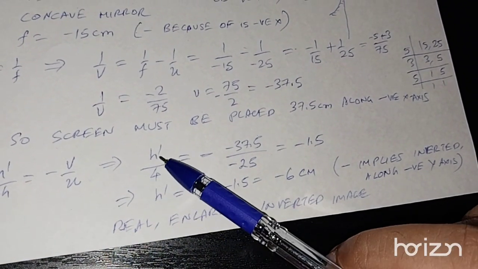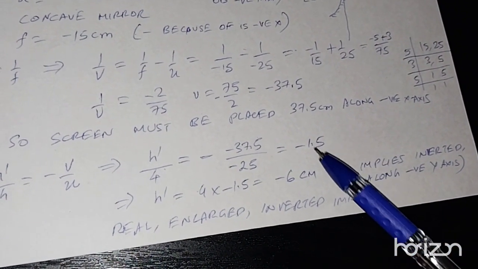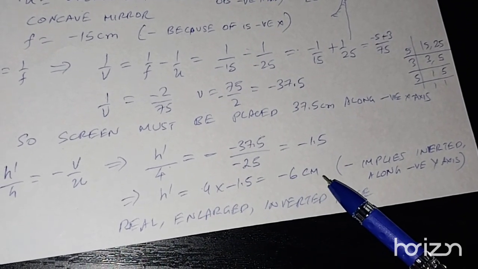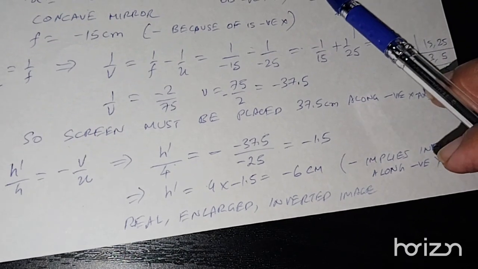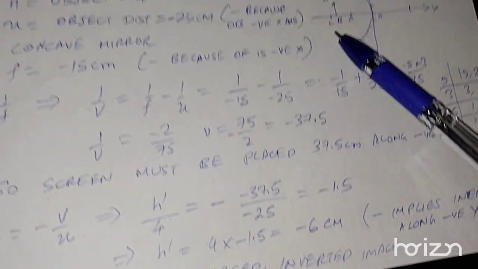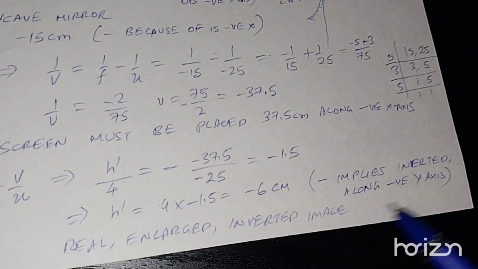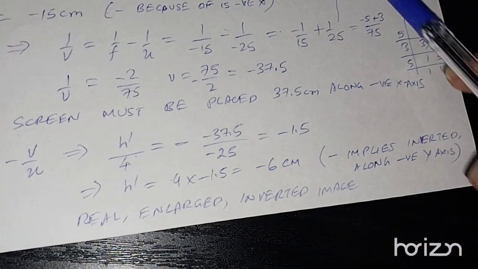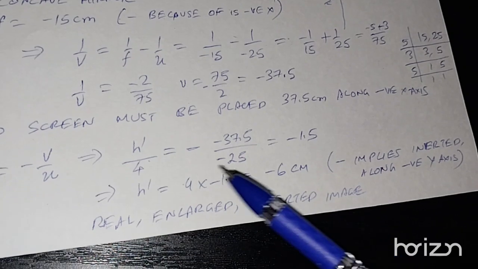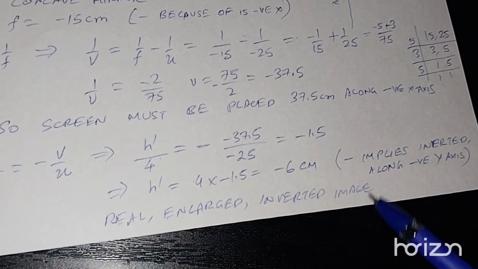So h dash is equal to, this denominator goes to the numerator, right? So you'll get 4 into minus 1.5, that is minus 6 centimeter, which means the image is formed such that its height is minus 6 centimeter, which means it is an inverted image because it's going along the negative y-axis. So it's a real image because it's getting formed in front of the mirror, and it is an enlarged image because the object size is 4 whereas the image size is 6, minus 6 because it's an inverted image.